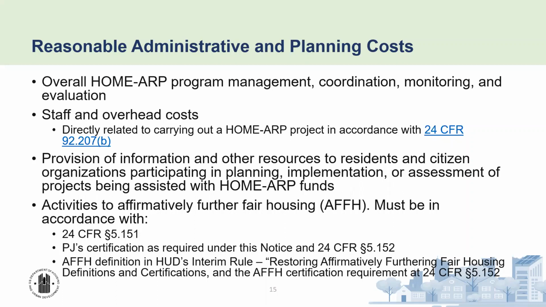A PJ may only use one of these two methods. For more information, please review the notice for further details on this. A PJ may also expend funds for the provision of information and other resources to residents and/or citizen organizations that participate in the planning, implementation, or assessing of projects that are assisted with the HOME-ARP funds. The PJ also may expend funds towards activities that are done to affirmatively further fair housing.